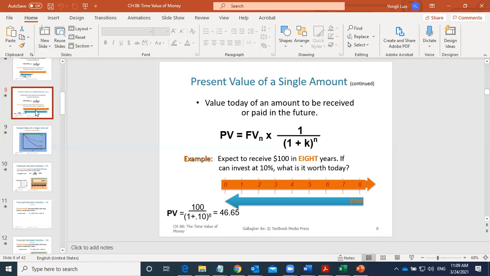And so look at this formula. We have several parameters here. If you want to calculate present value, you must know the future value, the required rate of return or interest rate, and how many years. So you have the parameters there, and then you can solve for the present value.